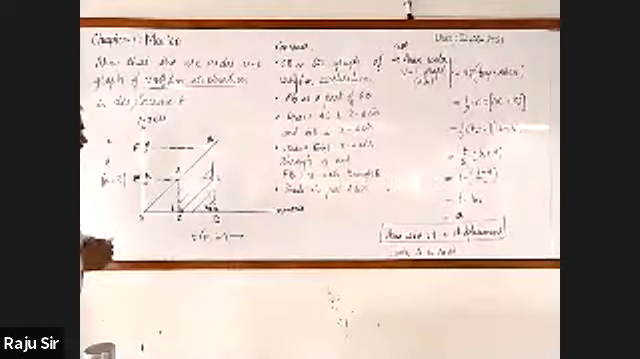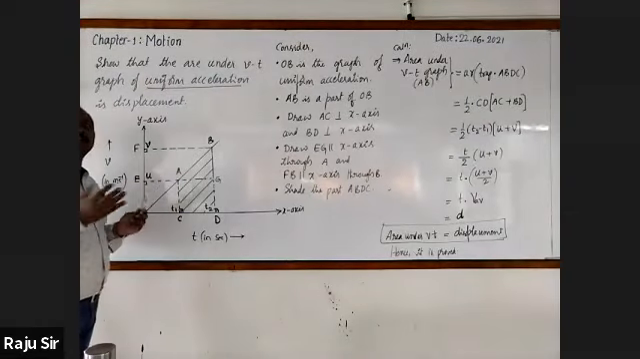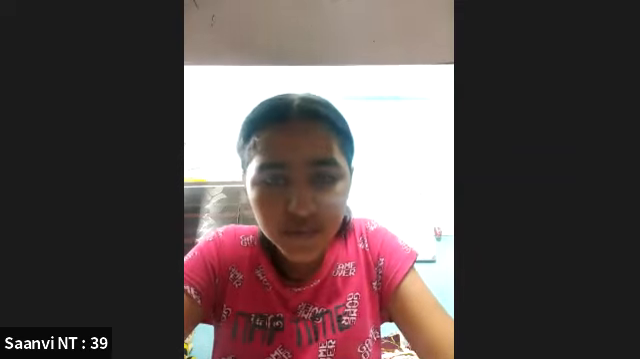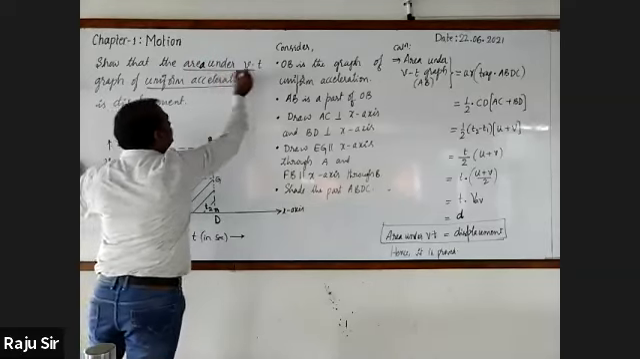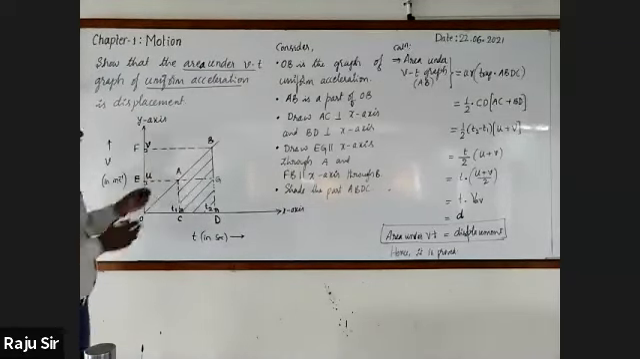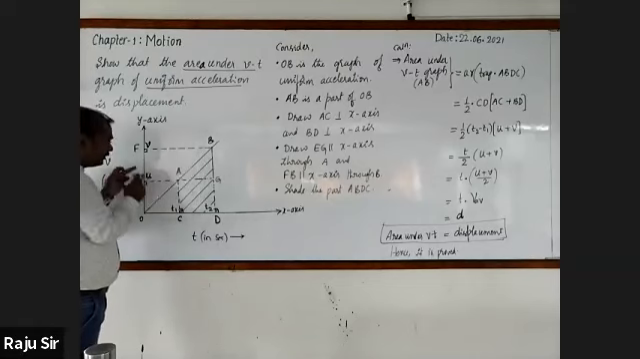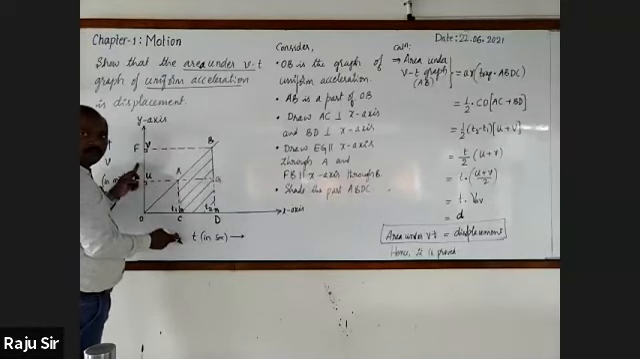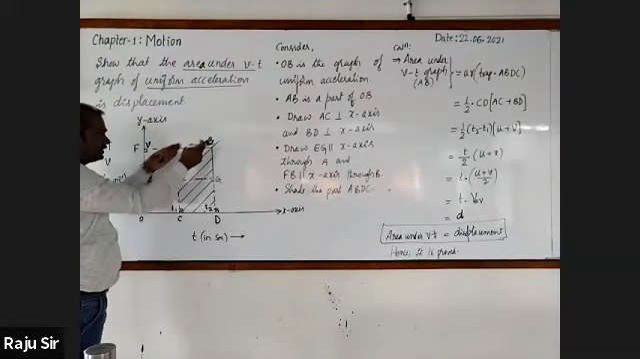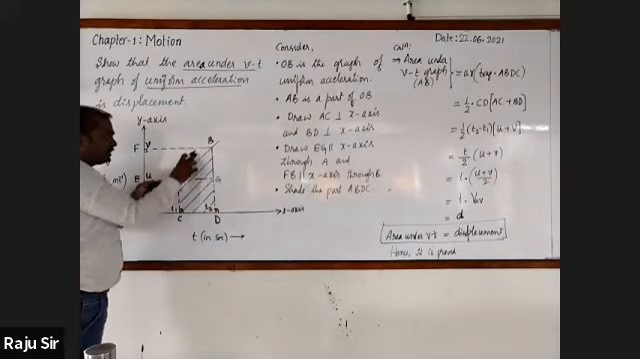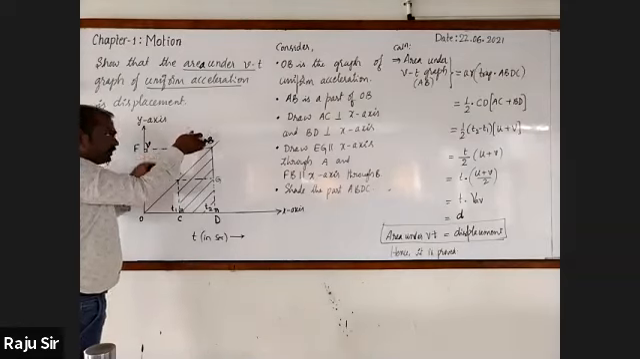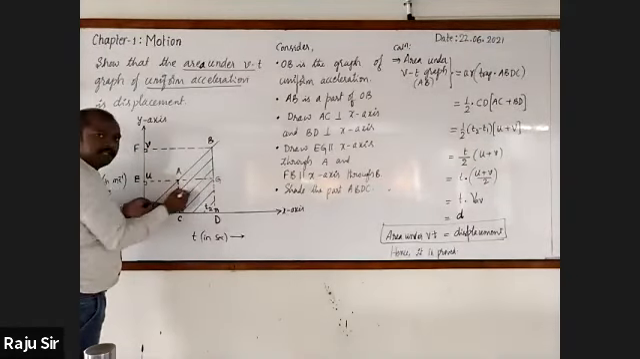Sir, why should we take the area of ABDC? The reason is in the statement: show that the area under the VT graph of uniform acceleration. This is the VT graph, and this line represents uniform acceleration. Below that, I have taken a part AB. From just under AB, I have considered this much area.